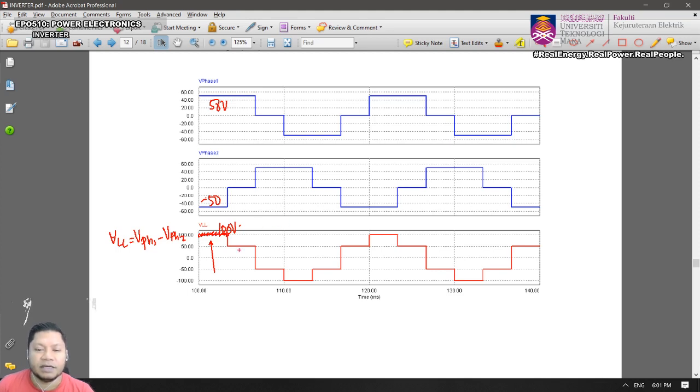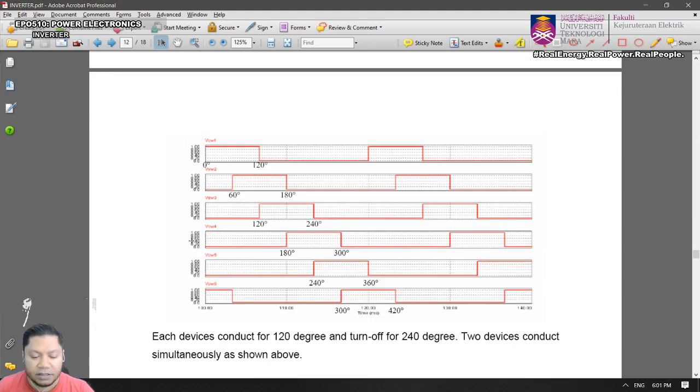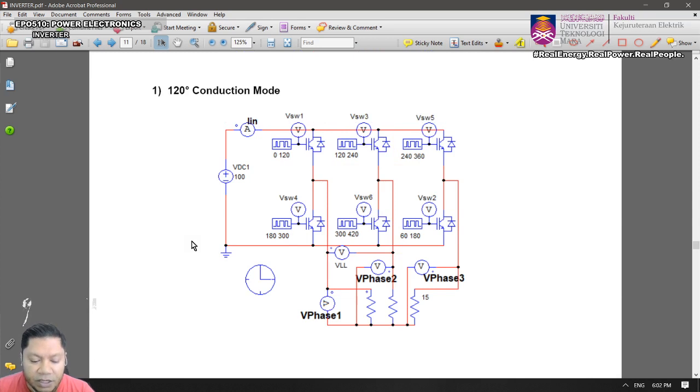Okay, and next, we have already discussed this point. Next will be the region whereby switch 1 is on as well as switch 2, and the rest is off. Therefore, if you go back to the circuit again, you're going to see that switch 1 is on and switch 2 is on. The rest is off.